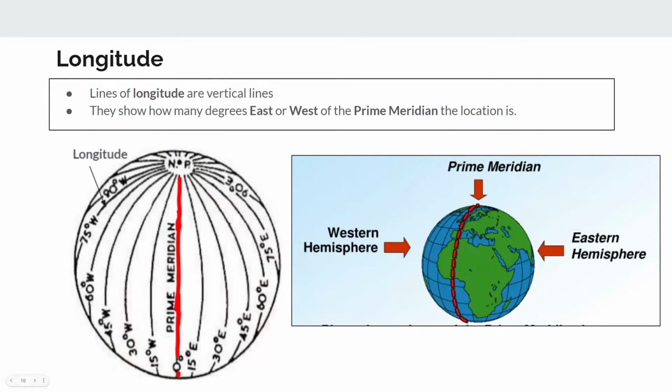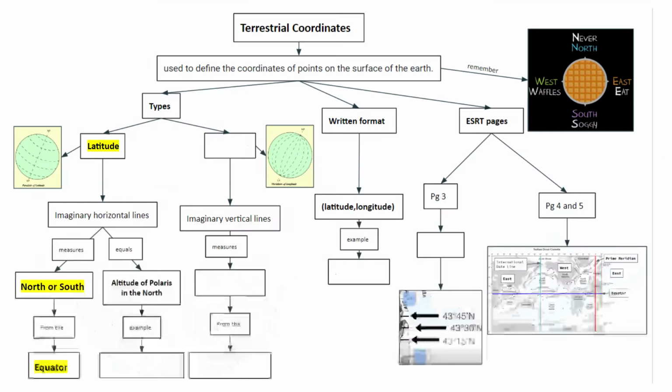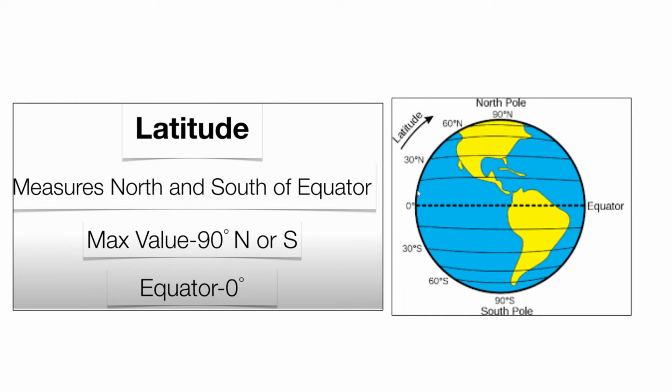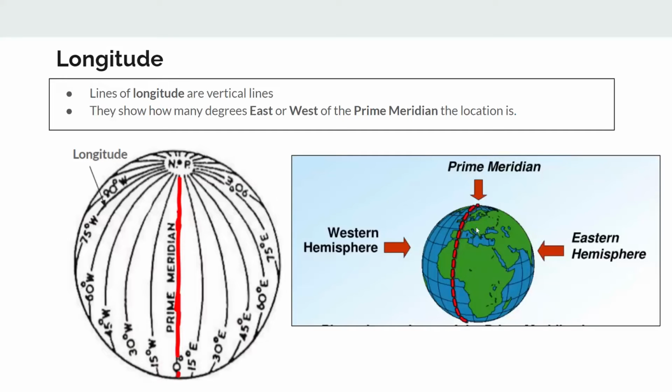So, what about east and west? Well, for that, we use longitude. Lines of longitude are vertical lines just like these, and they show how many degrees east or west of the prime meridian the location is. So, you know how we said the equator is our reference line for latitude, and from the equator, we see how far north or south we're going with our lines of latitude? Just like that, the prime meridian is our 0 degree reference point for longitude.